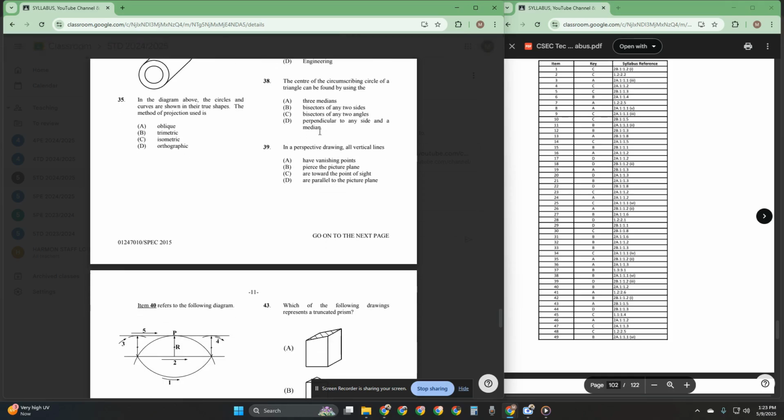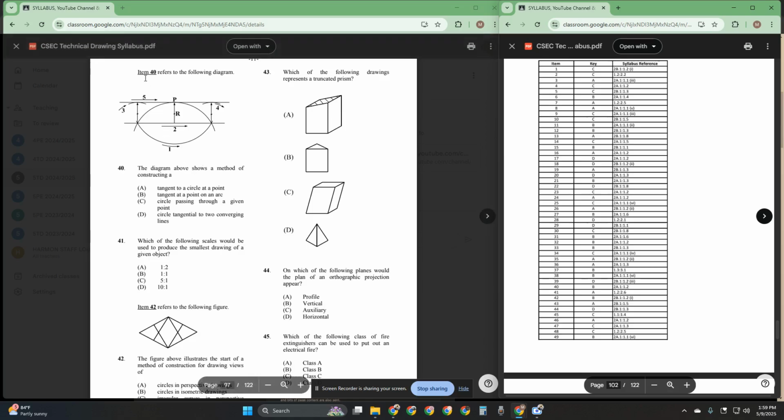39. In a perspective drawing, all vertical lines have vanishing points, pierce the picture plane, are toward the point of sight, or are parallel to the picture plane. 39D. All vertical lines are parallel to the picture plane.